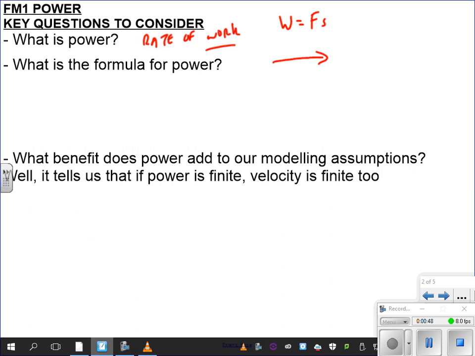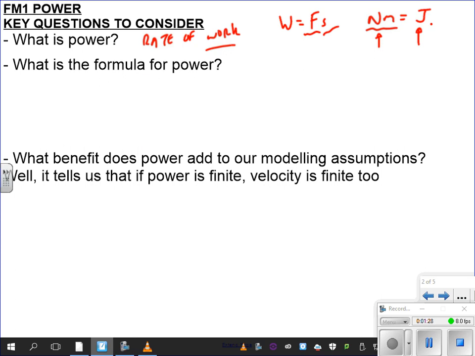So if the force is moving that way and the particle is moving that way, that's positive work done. If the force is moving that way but the particle is actually going this way, then that's negative work done, like when it comes to friction. Now, if W equals Fs, F is obviously a force, so that's newtons. S is a distance, so that's meters. And we know that Newton meters are the same as joules. So when we're talking about moments, we normally use Newton meters. And when we're talking about energy, we're talking about joules.